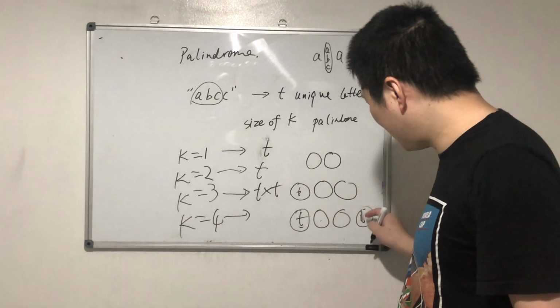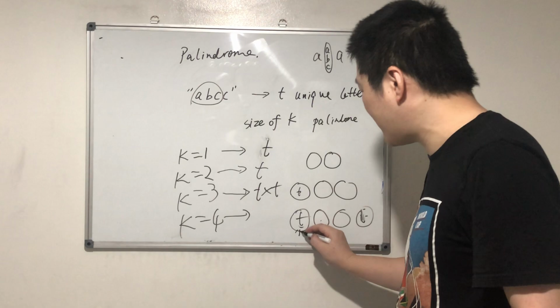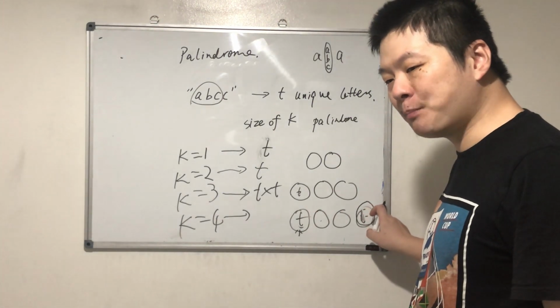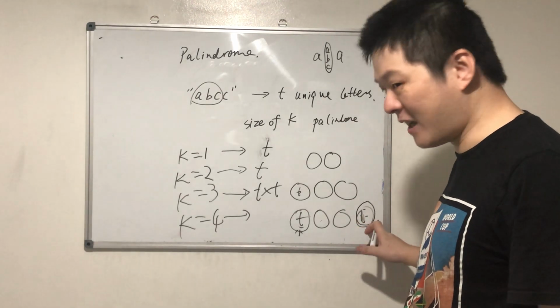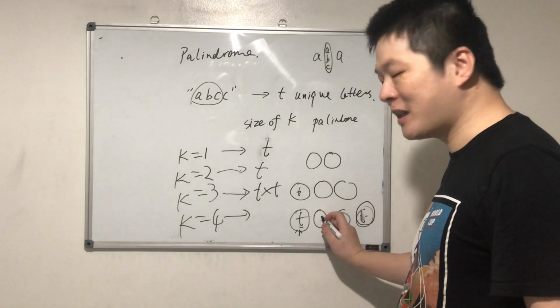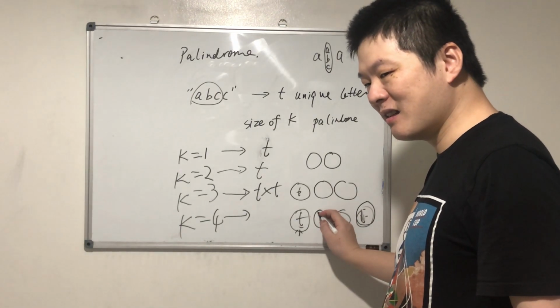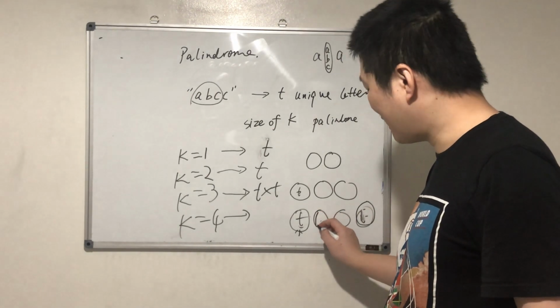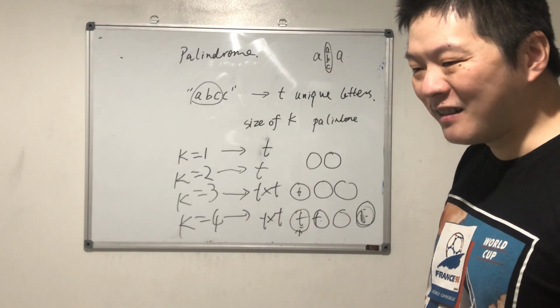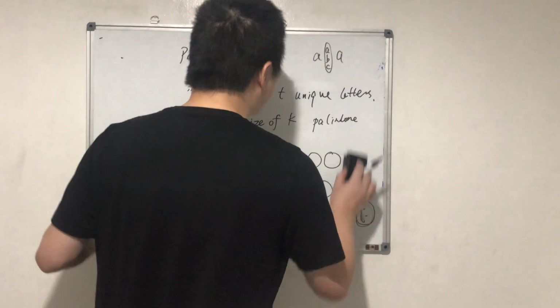So when you know there are T options for the first one, the last letter is also fixed. And the second one is the same as the second to last, right? So how many possibilities here? T. So it's T times T. Got it? So does it make sense now? So what's the conclusion?